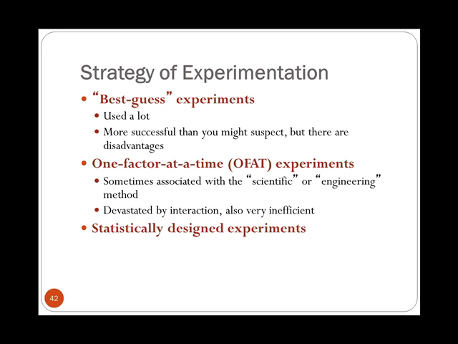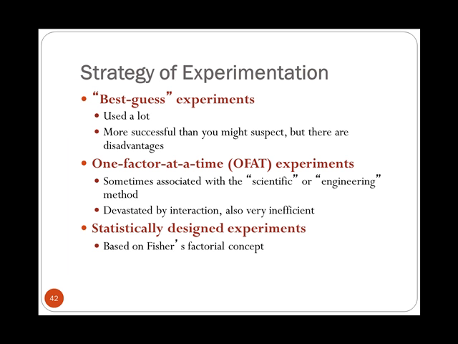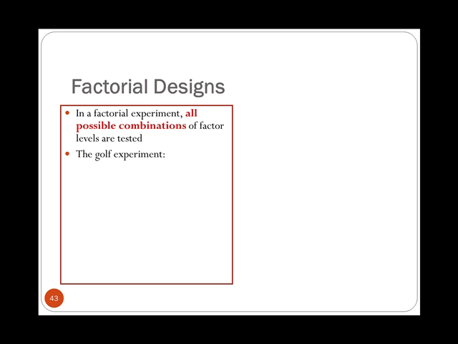A better strategy is to use statistical design of experiments. This is based on Fisher's factorial concept. Instead of varying one factor at a time, the factorial approach says that one should vary all factors simultaneously to deal with interactions and maximize efficiency, and do the experiments in random order to maximize accuracy and reduce the chance of wrong conclusions. In factorial design, all possible combinations of factor levels are tested.